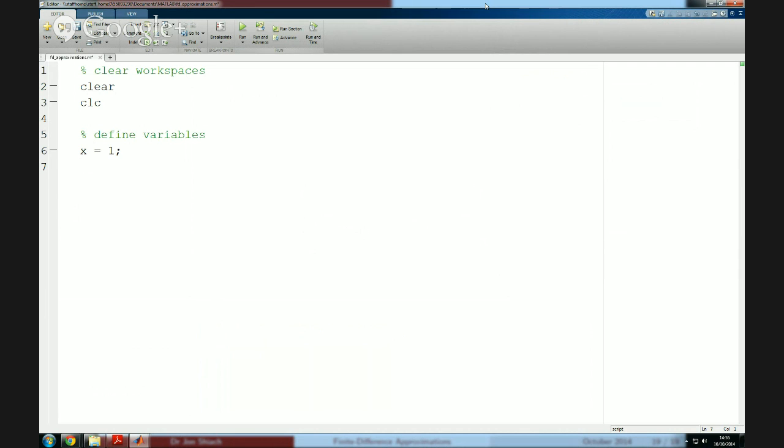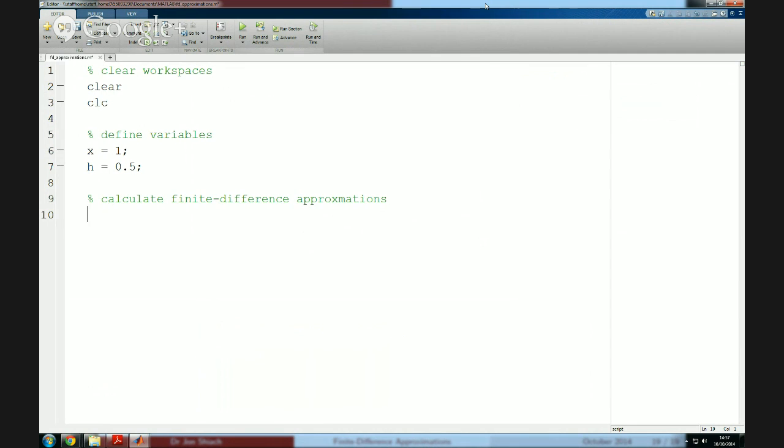I'm going to show how we can approximate that using differences. I'm going to use a step length of 1/2, quite a large step length. Normally step lengths are in the region of about 100th or something like that. But I'm going to use a step length of 1/2. So define the variables. Calculate finite difference approximations.